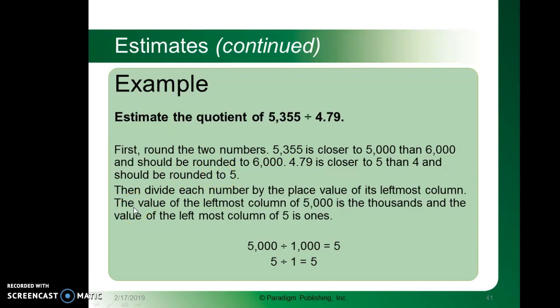Then divide each number by the place value of the leftmost column. The leftmost column of 5,000 is in the thousands, and the leftmost column of 5 is in the ones. So 5,000 divided by 1,000 is 5, and 5 divided by 1, of course, is 5.